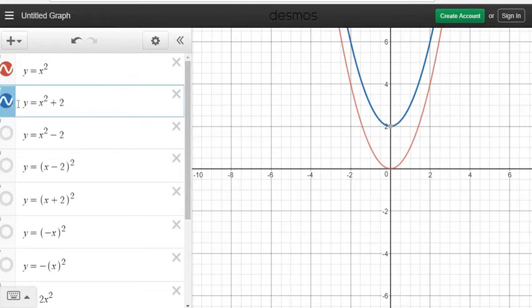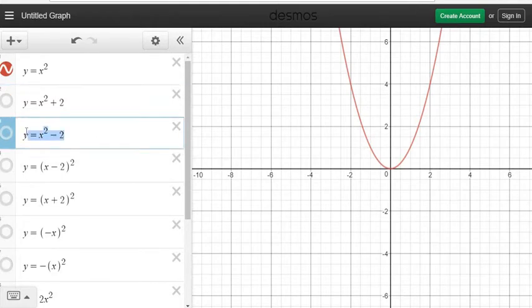So you can see that blue graph that I just turned on has moved the graph up 2. The one underneath it, we're not adding to y, we're subtracting from y, so that means we're going to go lower. We're going to go down 2. You can see that green one just went down 2.